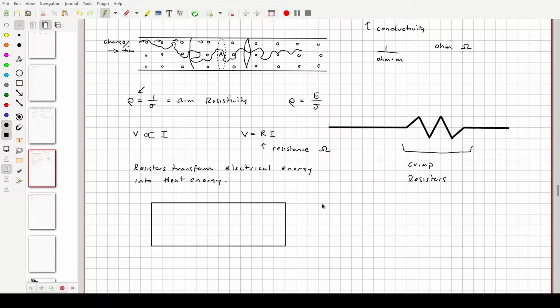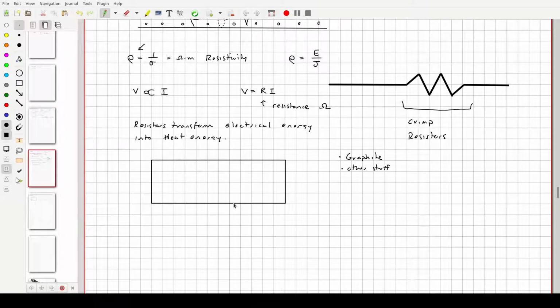Now, resistors are typically made out of graphite, other materials. They're conductors that have very high opposition to getting stuff moving through them. Now, there is a relationship between R, the resistance, and rho, the resistivity. And the way to think about it is the following.